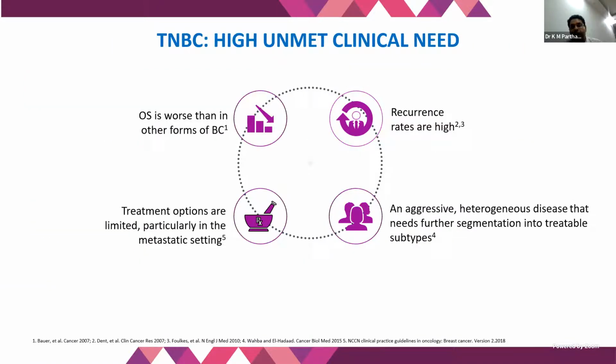What is the high unmet need? Overall survival is worse. Treatment options are limited because we cannot use HER2 antibodies or hormonal treatment. Recurrence rates are high, and it's a very aggressive heterogeneous disease that needs further segmentation into treatable subtypes.